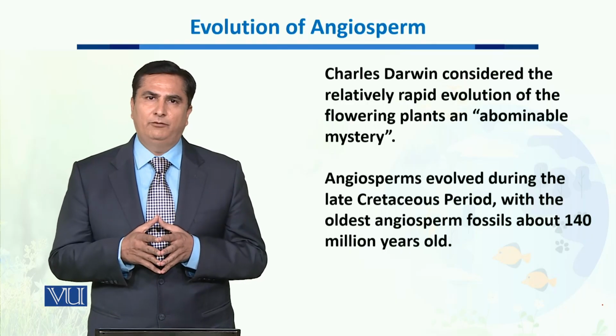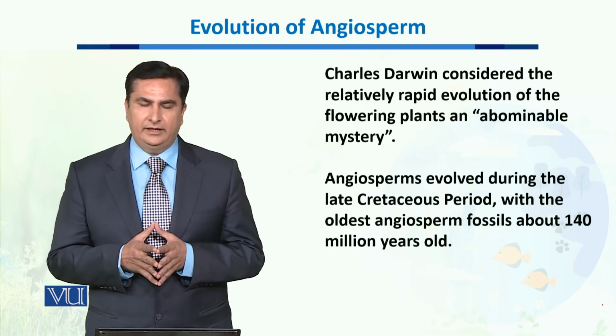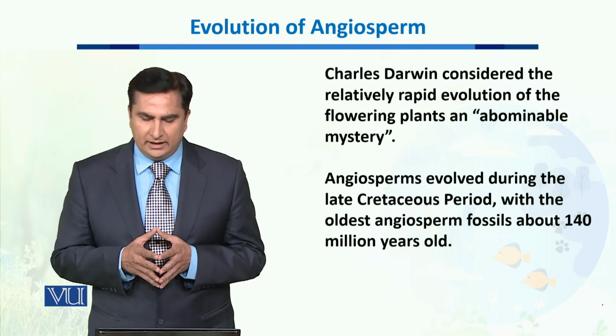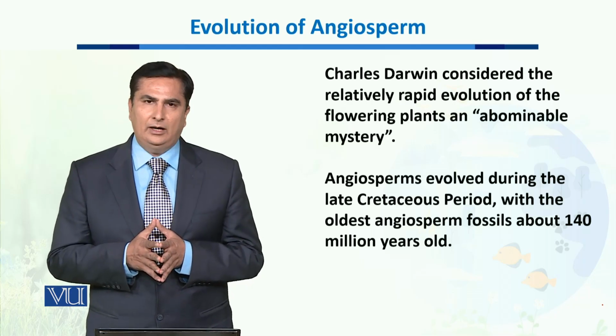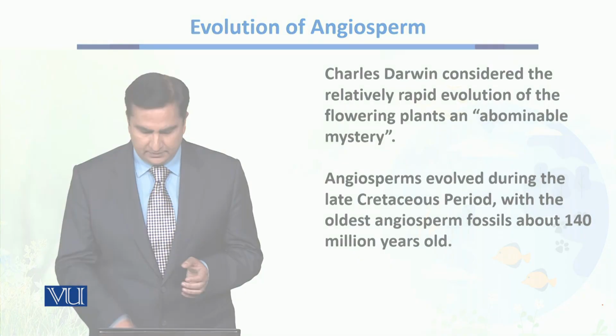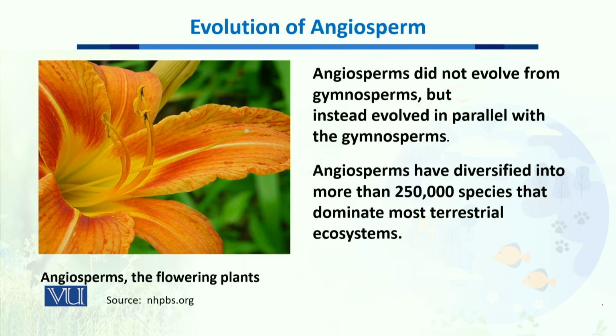Now, angiosperms evolved during the late Cretaceous period. The oldest angiospermic fossils are about 140 million years old. Now, when we talk about the evolution, angiosperms did not evolve from gymnosperms, but instead they evolved in parallel with the gymnosperms. They have diversified into more than 250,000 species at the moment, and they are the most successful of all land plants, dominating almost all terrestrial ecosystems.